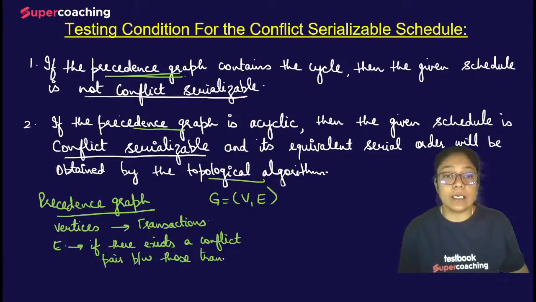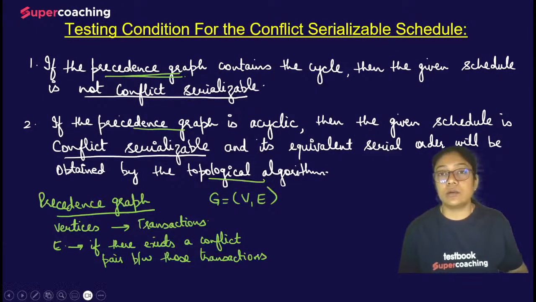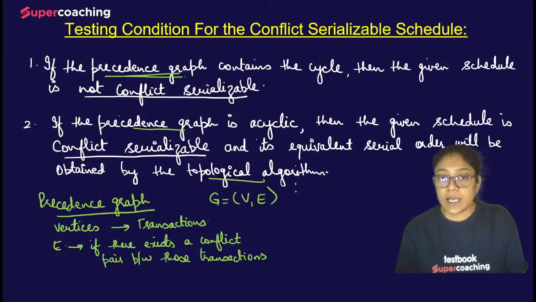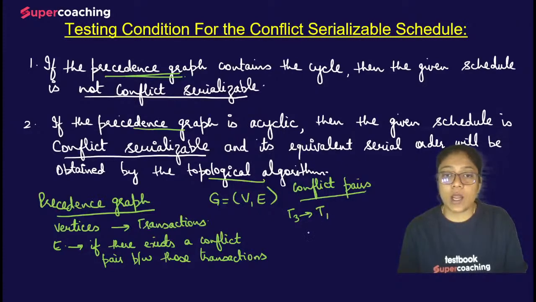Now, what do I mean by this point? Let us assume that we have got the conflict pairs, आपने conflict pairs find कर लिए. Conflict pairs are, let's assume, T3 to T1, T3 to T2 and T1 to T2. These are the conflict pairs.